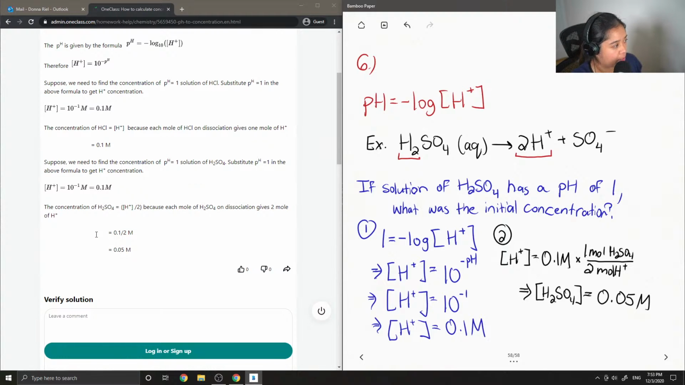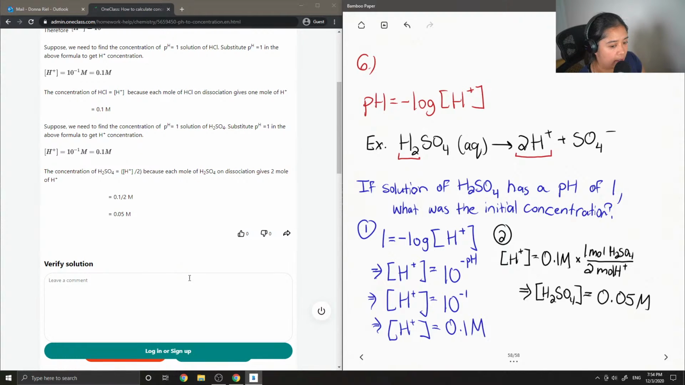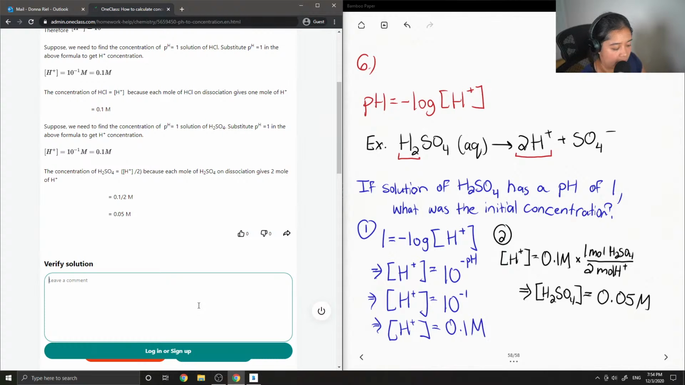Yep, so suppose we need to find the concentration of a pH is equal to 1 solution of H2SO4. Substitute pH equals 1 in the above formula to get the H+ concentration. So this is the same as what we did. The concentration of H2SO4 is equal to the concentration of protons divided by 2, because each mole of H2SO4 on dissociation gives 2 moles of H+. And they also got 0.05 molar sulfuric acid solution. So this solution is correct.